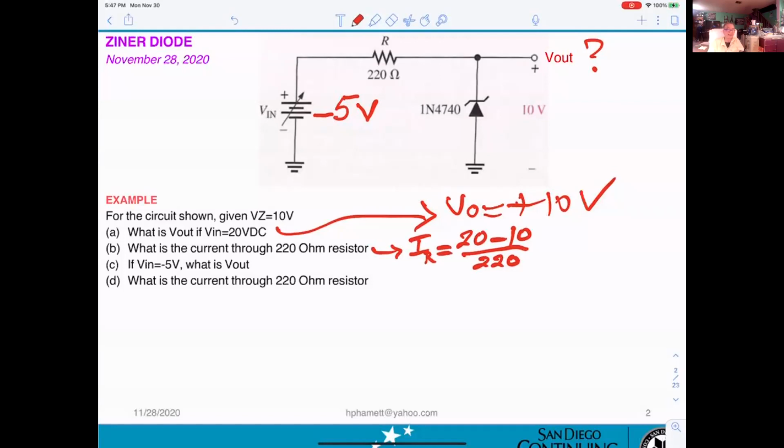Before you decide what the V out is, you have to know how the Zener works. So now you get a minus 5 here. If I change it to the minus 5 volt, what is the V out? So now it's acting like a regular diode because it's forward. Now they're working like just a regular diode.